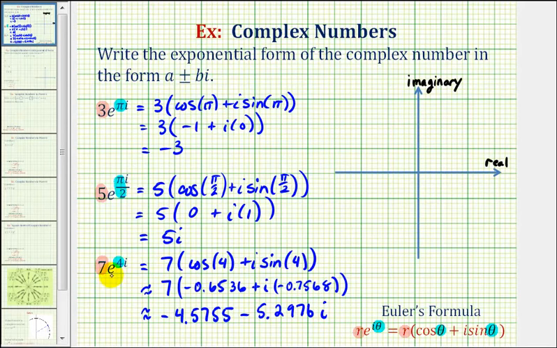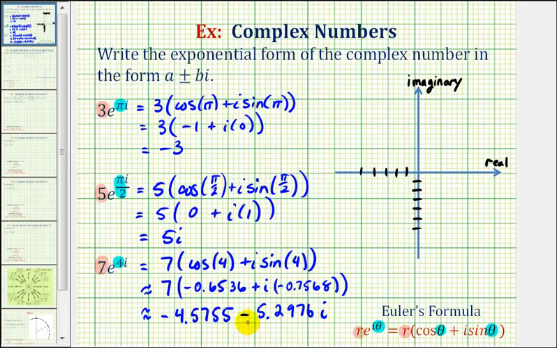So 7 times e raised to the power of 4i is approximately equal to -4.5755 minus 5.2976i. If you were to plot this complex number, the real part is approximately -4.6.